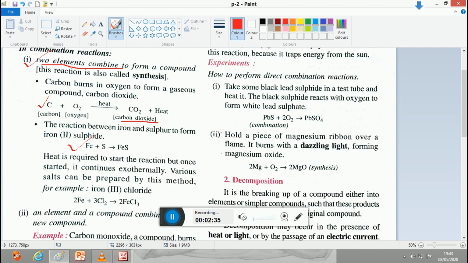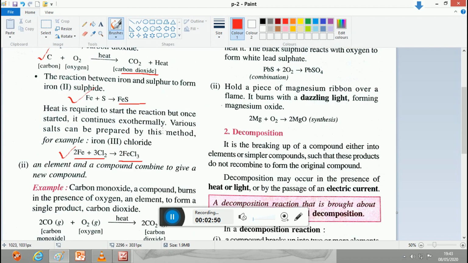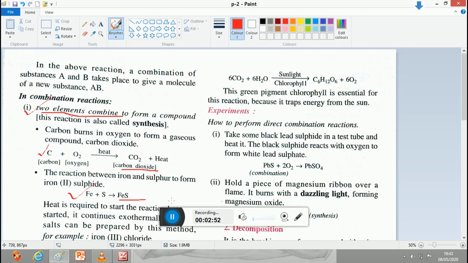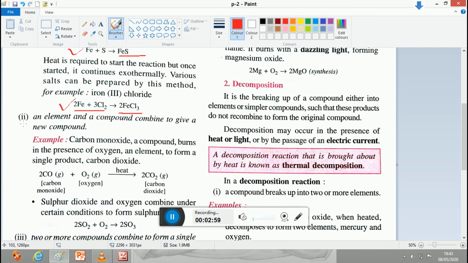When iron and sulfur combine, they form iron sulfide. When iron and chlorine combine, they form ferric chloride. So in these three examples, you have observed that two elements combine to form a compound. In the second category, an element and a compound combine to give a new compound.